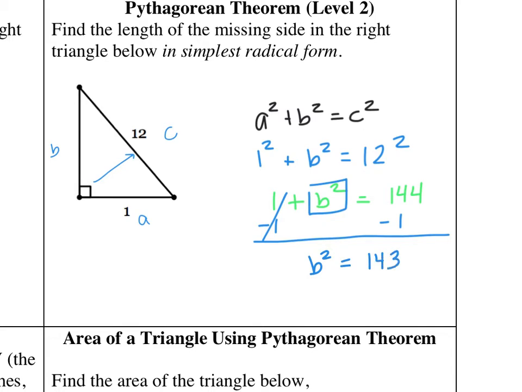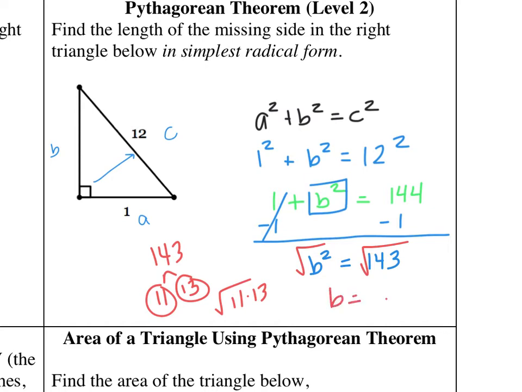I now take the square root of both sides. I cannot break apart a 143. I mean, I can, but this is how I would break it apart. 143 divided by 11 gives me 11 and 13. Those are both prime, so I have radical 11 times 13. I can't break it apart anymore. I can't do a double on the inside, single on the outside, so I just get b is equal to radical 143 as my final answer.